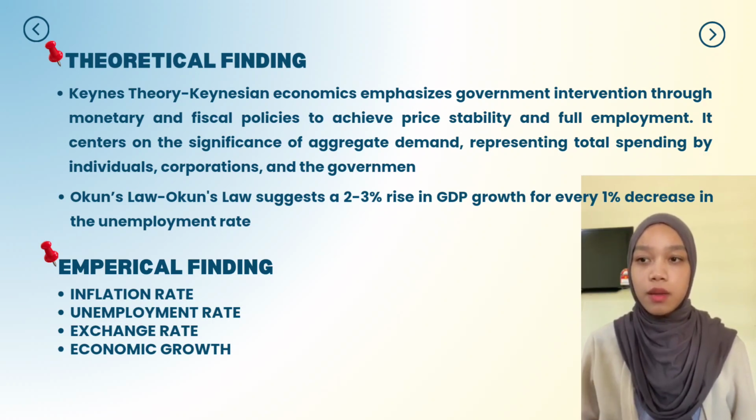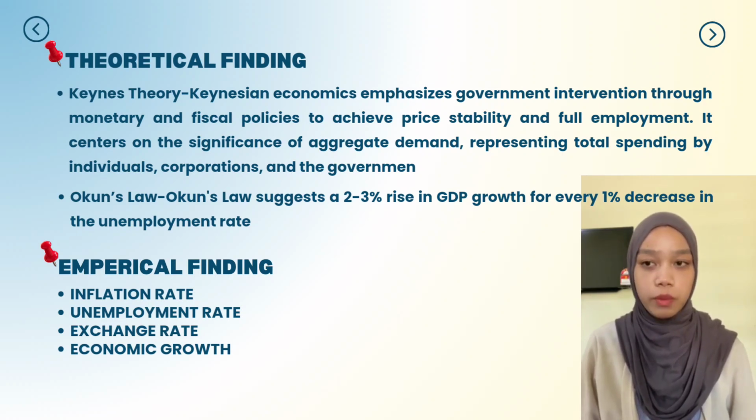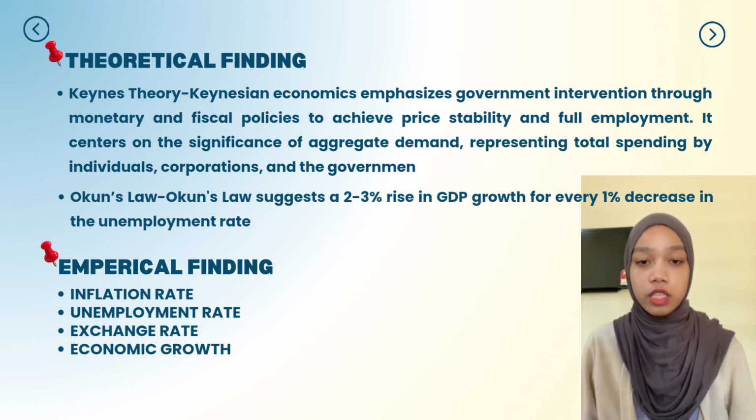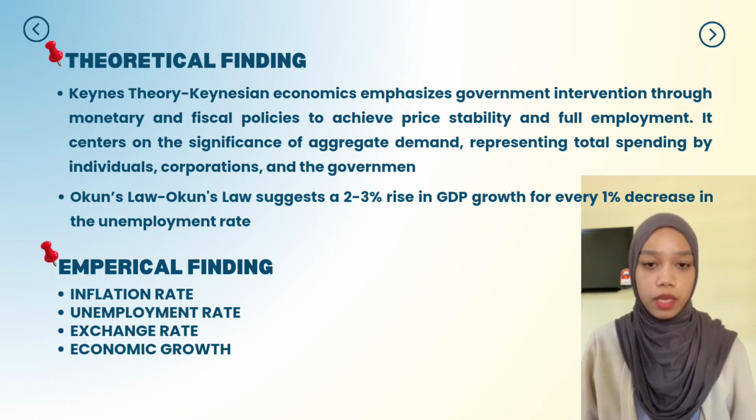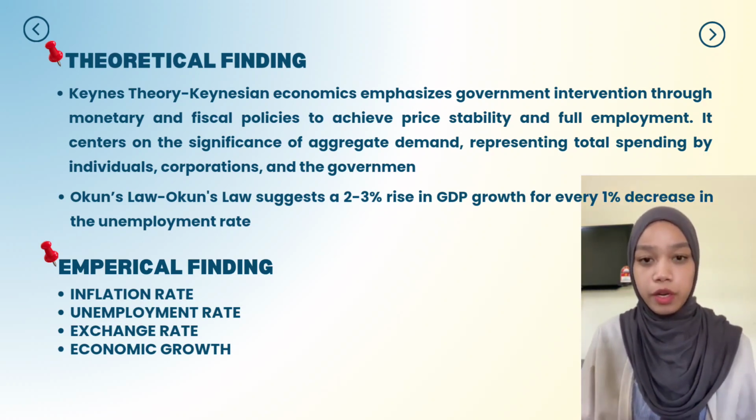The second is proven theoretical research, including Okun's law, which affirms an inverse relationship between GDP and the unemployment rates. Okun's law suggests a 2 to 3% rise in GDP growth for every 1% decrease in the unemployment rates. Empirical studies underscore the negative impact of unemployment on GDP, emphasizing the crucial need for economic analysts and policymakers to comprehend this interaction. The next is empirical findings.